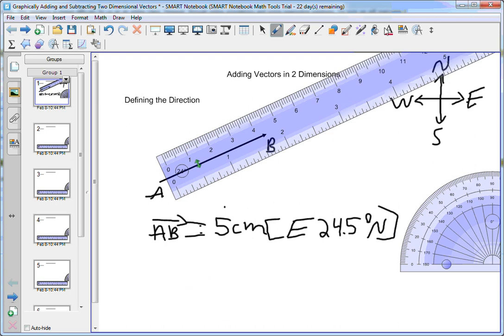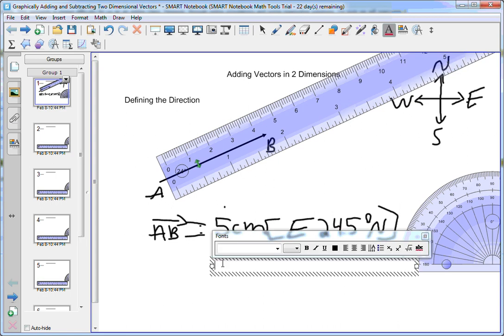Now, just type that so you can see it without my chicken scrawl. 5 centimeters east 24.5 degrees. Good question. We'll maybe try a superscript o. That should work. 24.5 degrees north.